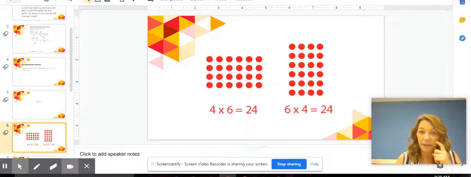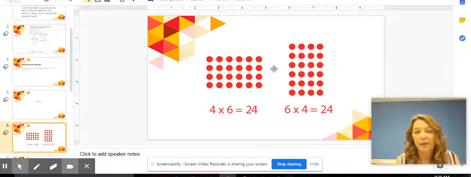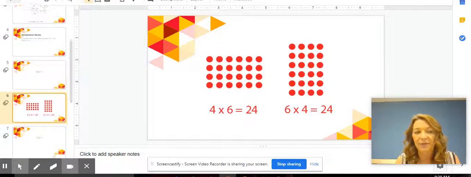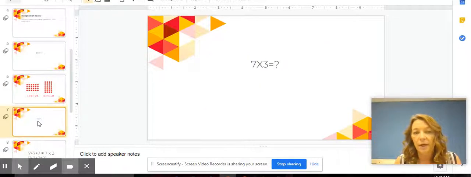It's just turned sideways. My kids remember that it's an up and over, up and over. So 4 rows up, 6 across, 4 columns up, 6 across. And so 4 times 6 is 24. And we can go through and count those dots. That's absolutely, positively a strategy you can use. All right, on to our next problem. Let's see what we can do here.